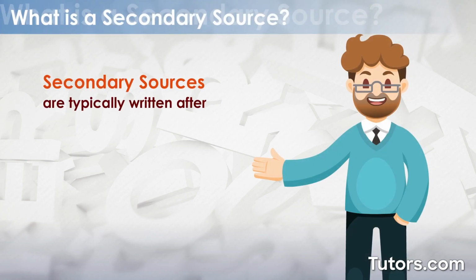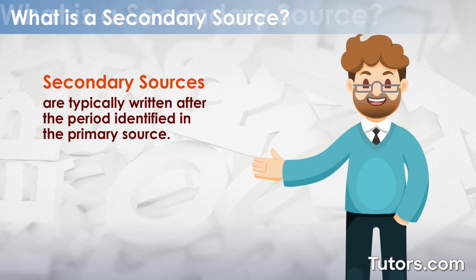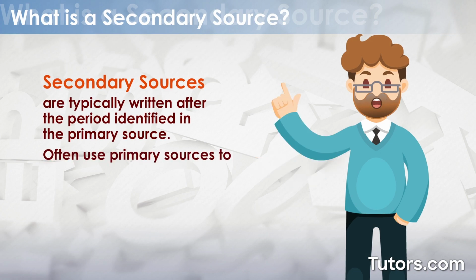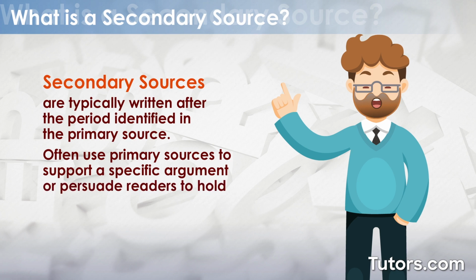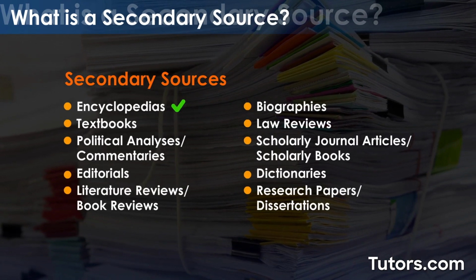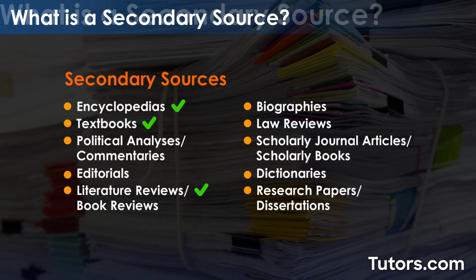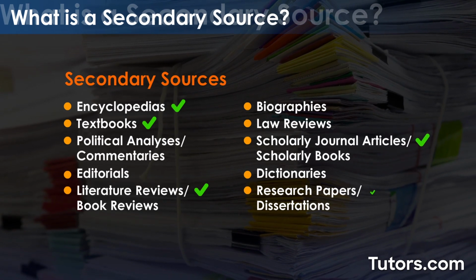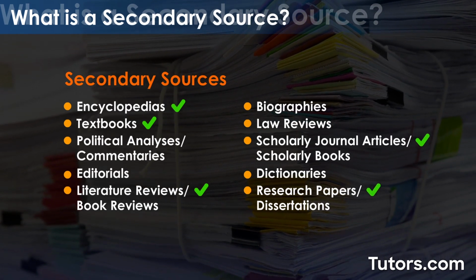Secondary sources are typically written after the period identified in the primary source. Secondary sources often use primary sources to support a specific argument or persuade readers to hold a certain viewpoint. Secondary sources include encyclopedias, textbooks, literature reviews, scholarly articles, and research papers.